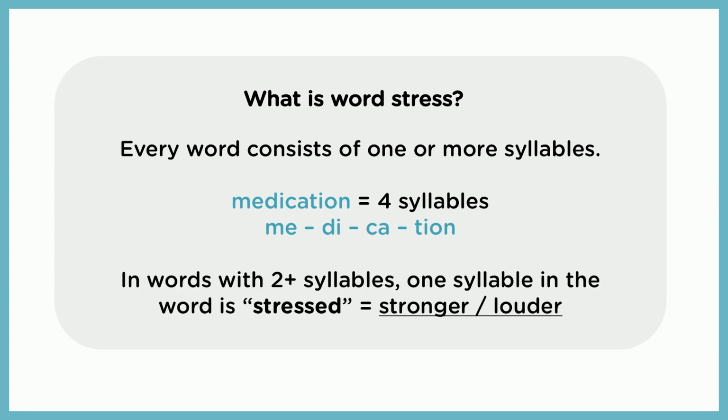Now, this is a word with 4 syllables, and the rule is that in words with 2 or more syllables, 1 syllable in the word is stressed. So by stressed, we make it stronger or louder. Or more emphasized. Exactly. So with this word, medication, it's on the third syllable, medication.